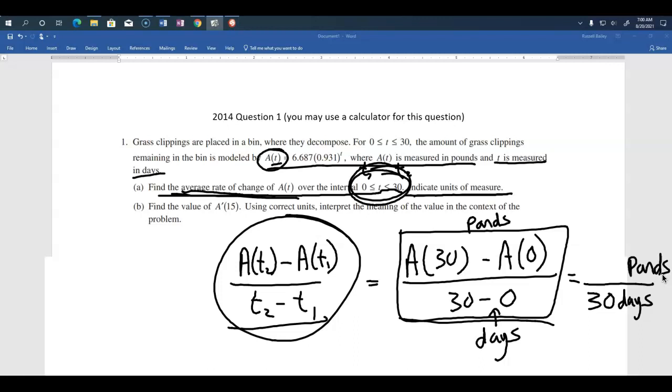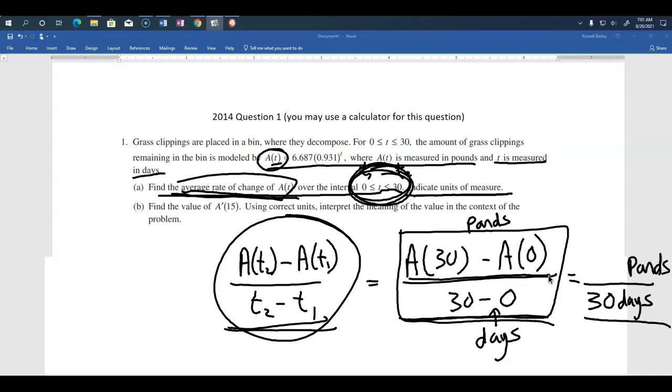But let's go ahead and stop with that. So review, average rate of change, y2 minus y1 over x2 minus x1. That's this, with the variables we're using. Plugging in 30 and 0 because that's the interval we're working with. And then we have our units here. Now the question here, and this is where the calculator is going to come in handy, is how do we get the top of this fraction? How do I find A of 30 and A of 0?